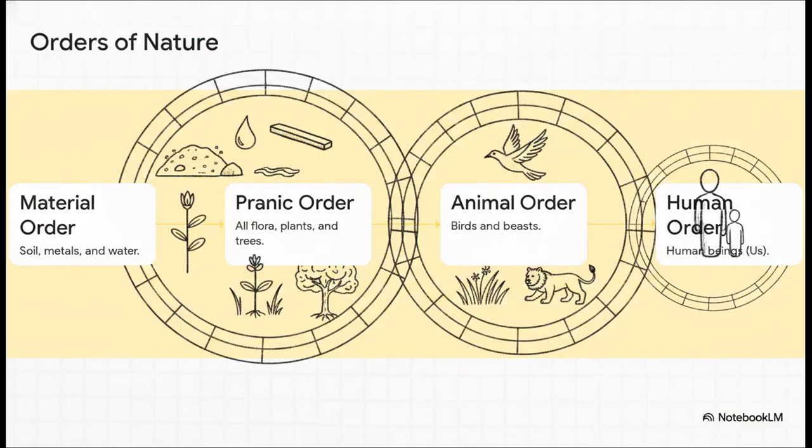The source material categorizes absolutely everything in nature into these 4 distinct orders. Think of them literally like Russian nesting dolls, where each level cumulatively builds right on top of the previous one. First up, we have the material order, so things like soil, metals, water. Next is the pranic, or the plant order, which encompasses all flora. Then comes the animal order, birds and beasts. And finally, the human order. It is a beautifully organized system of just increasing complexity.